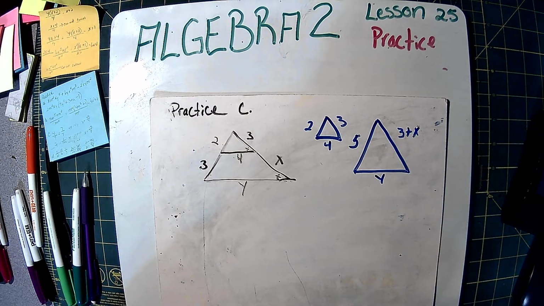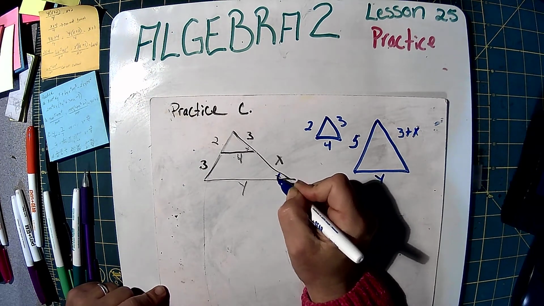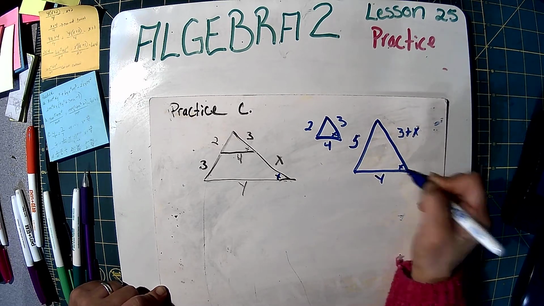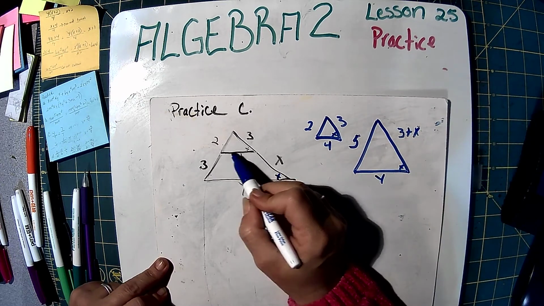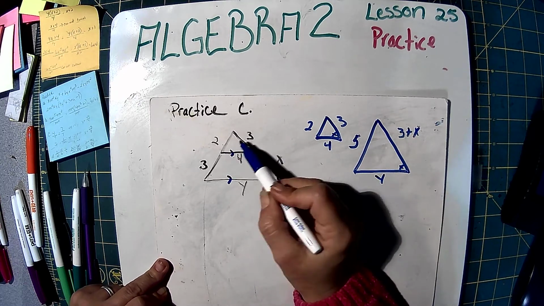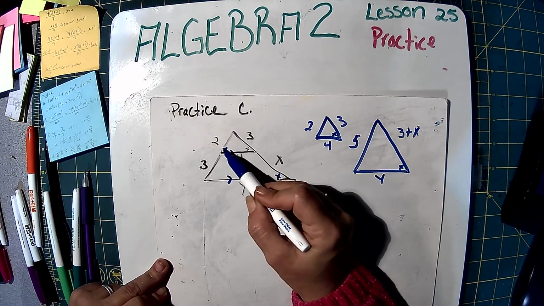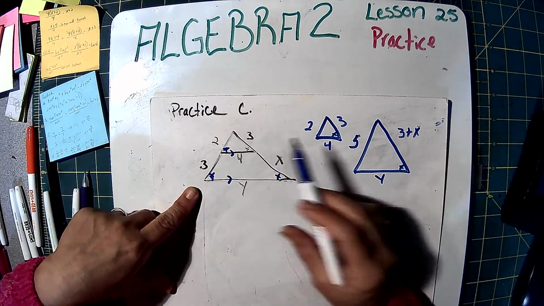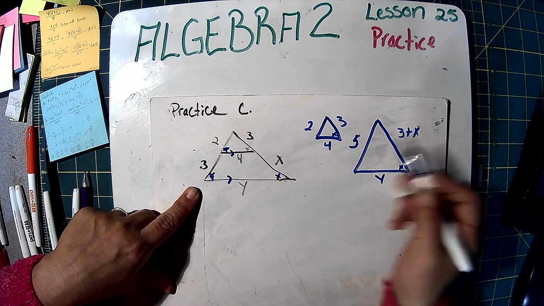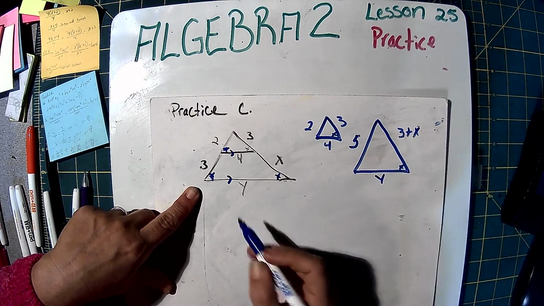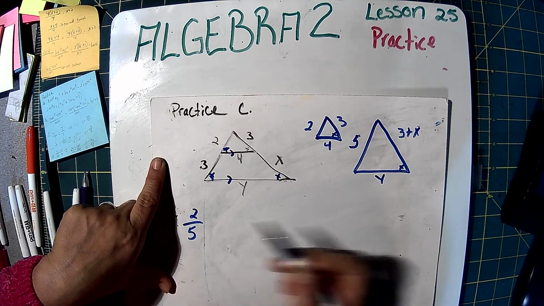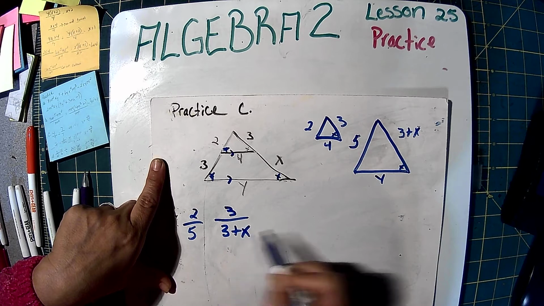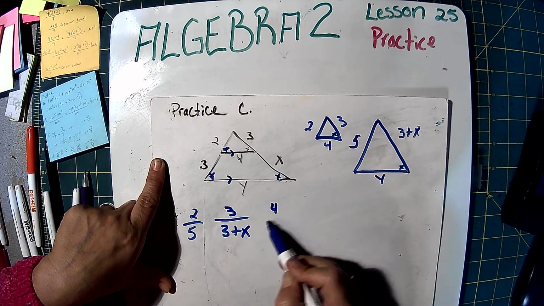Now on this one, it didn't tell you that. It just only told you that one was equal. So that means this and this. It didn't tell you that these were equal, but it said that these were parallel. So if these are parallel, that means that that one's equal to that one. Okay, so from that we can tell that 2 to 5, and then it's going to be 3 to 3 plus x, and then it's going to be 4 to y.